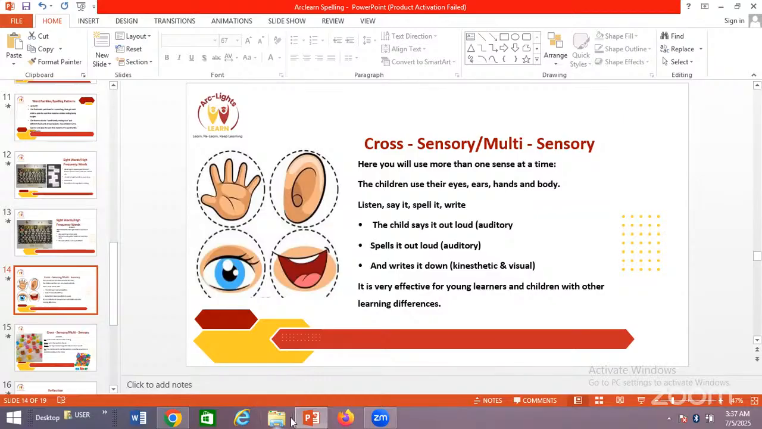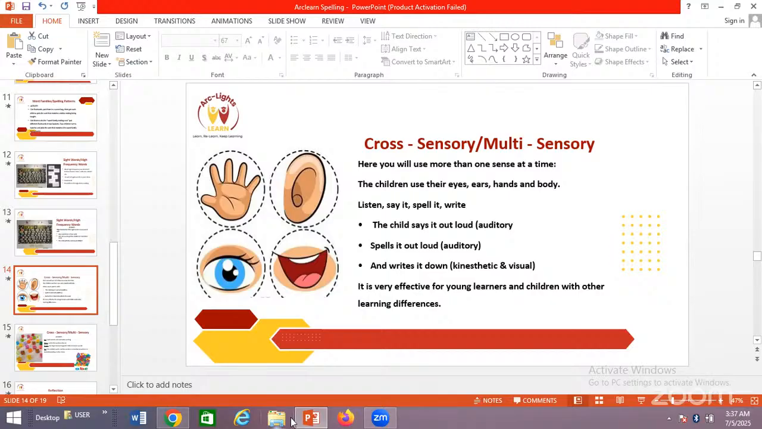Now, the child said it out loud. That is auditory. So it has taken care of your auditory learner, your visual learner, and your kinesthetic learner. Now, the auditory, they are hearing. They can hear you when you say it out loud. They can hear themselves when they say it out loud. Speaking is also auditory. They will spell the word that you have called out for them. Then they write it down.